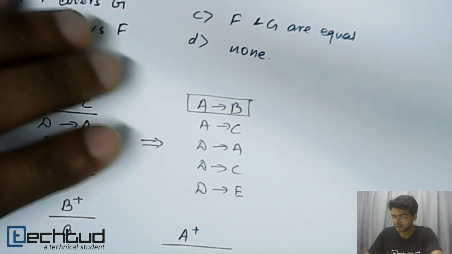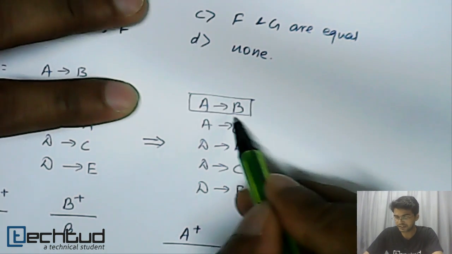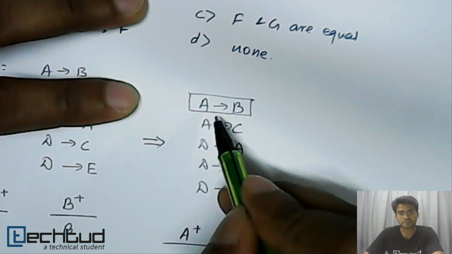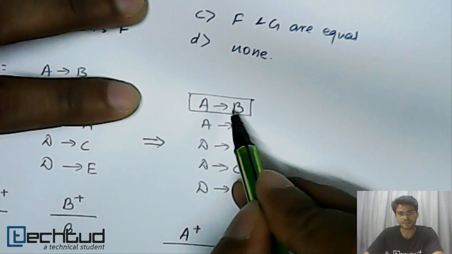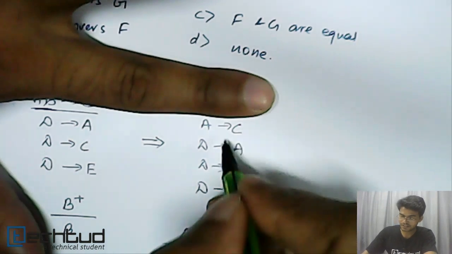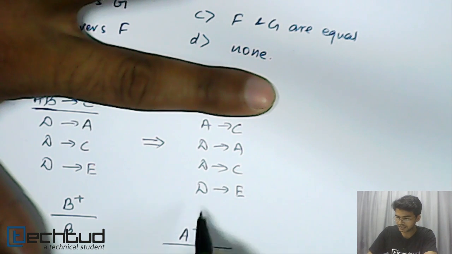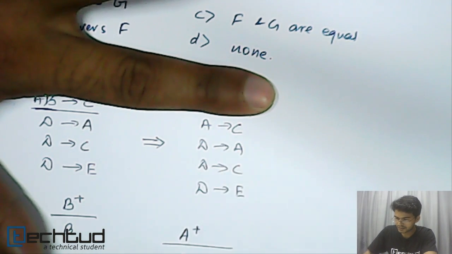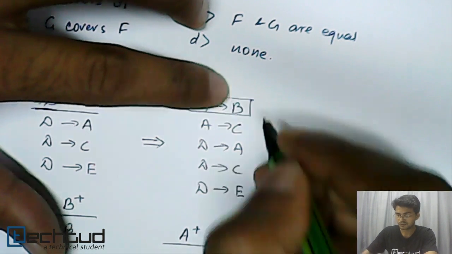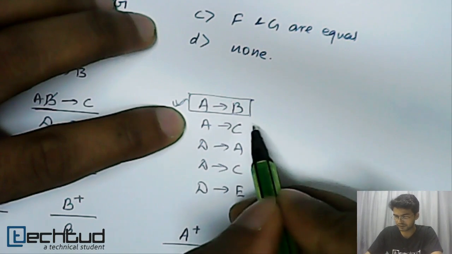I'll repeat myself. If without using this functional dependency we can find out B from A, it means that this functional dependency is redundant. So now we will forget about this functional dependency and we will check whether from A we can derive B. A can determine A always from reflexivity. Now it can determine C from this. That's it. So we cannot determine B, so this is a must have functional dependency.